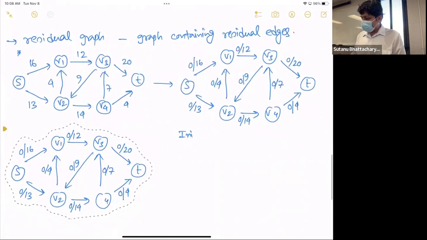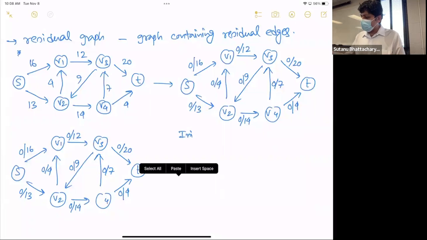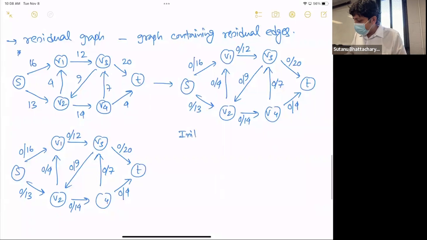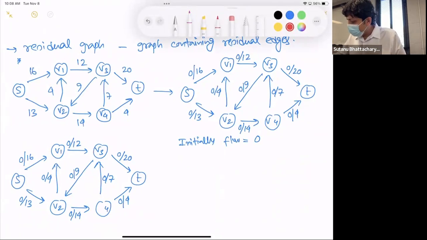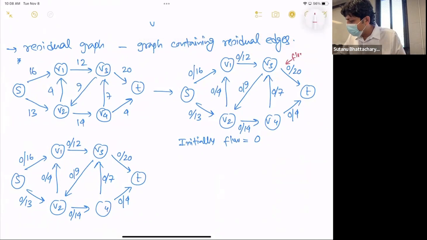Okay. So initially flow would be 0. And what is the meaning? This is the flow and this is the capacity of the edge. Okay. Now the good thing of this augmenting path we'll discuss right now.